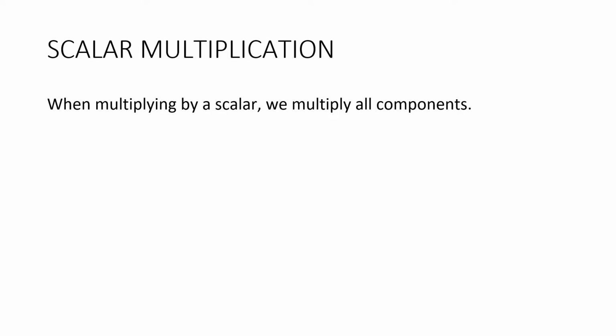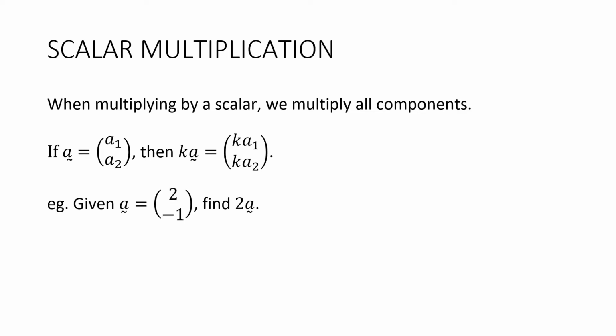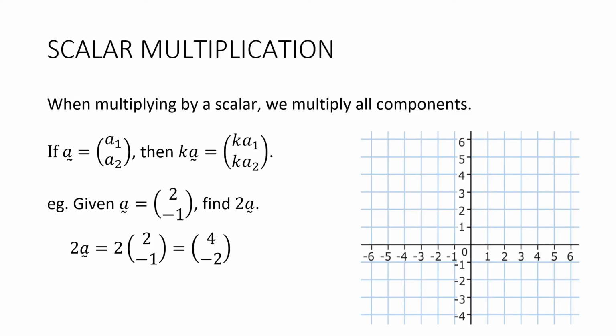And scalar multiplication. When we're multiplying by a scalar, we multiply all of the components. So if A is equal to (A1, A2), then kA will be (kA1, kA2). Here's an example. A is (2, -1). Find 2A. We're just going to double them. So we get (4, -2). And here it is geometrically. Here's A. And if we double it, we're going to end up with, look, (4, -2).